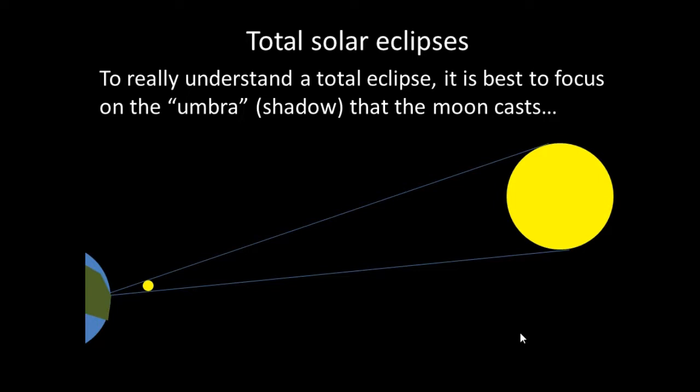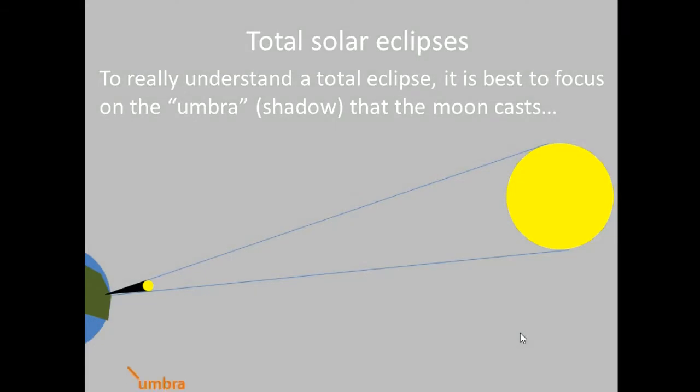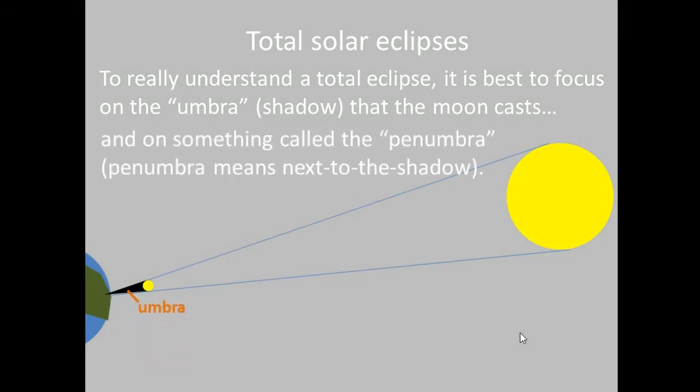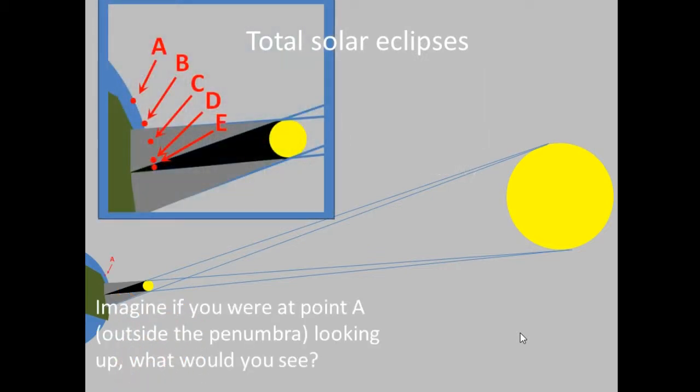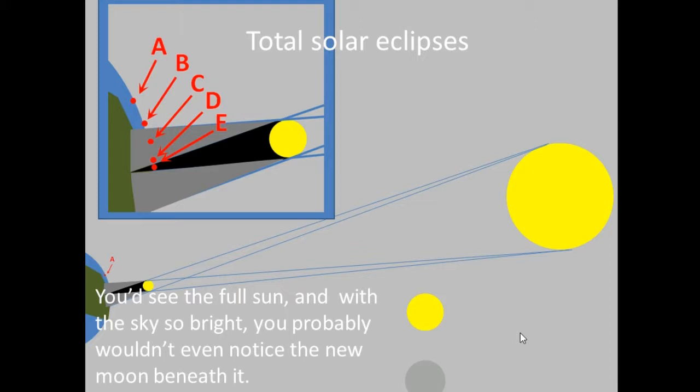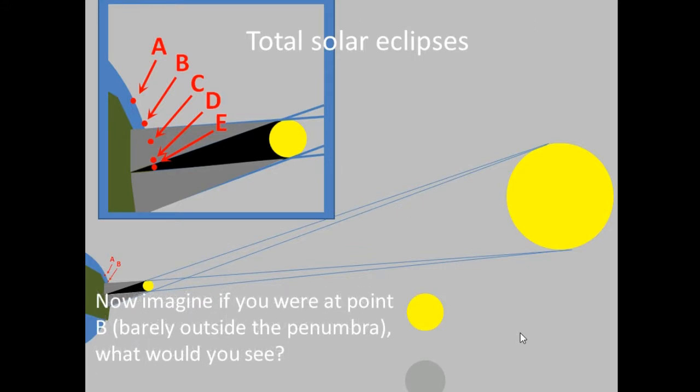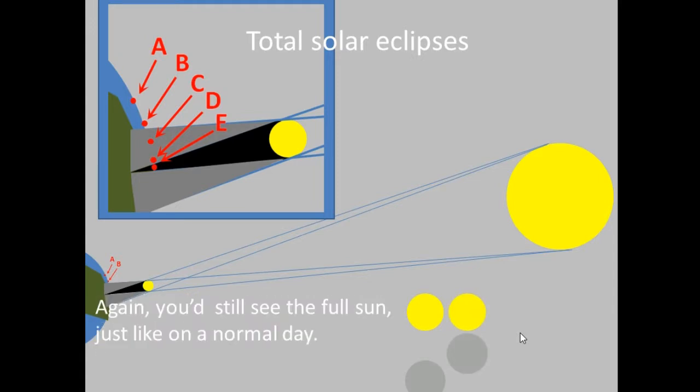To really understand a total eclipse, it's best to focus on the umbra, the shadow that the moon casts, and on something called the penumbra. Penumbra means next to the shadow. So, imagine if you were at point A, outside the penumbra, looking up. What would you see? You'd see the full sun, and with the sky so bright, you probably wouldn't even notice the new moon beneath it. Now imagine if you're at point B, barely outside the penumbra. What would you see? Again, you'd still see the full sun, just like on a normal day.